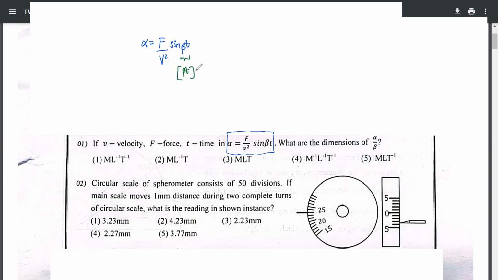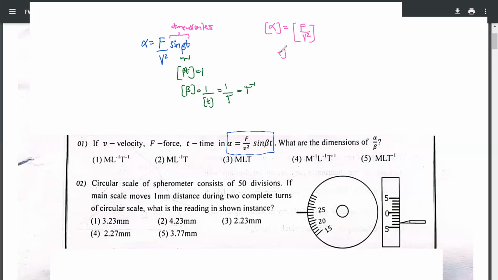So dimensions of bt equal to 1, which means dimensions of beta is equal to 1 over dimensions of time, that is 1 over capital T. So that is T to the minus 1. That's the first step. And then who else is dimensionless? The whole sine beta t part is dimensionless. Why is that? All the trigonometric functions, just like cos, sine, tan, are dimensionless. For that reason, we can say dimensions of alpha should be equal to dimensions of f over v squared.